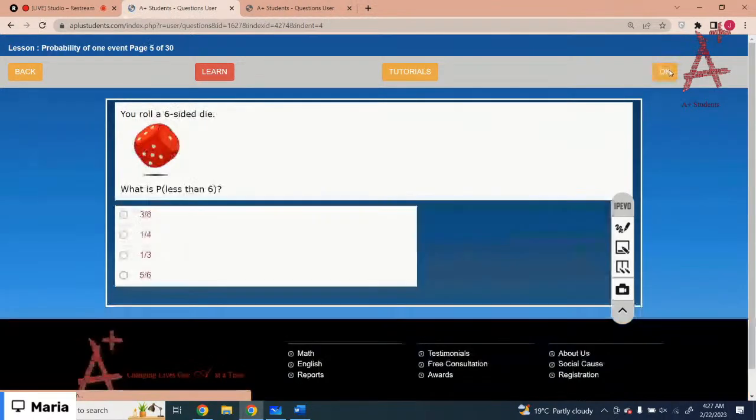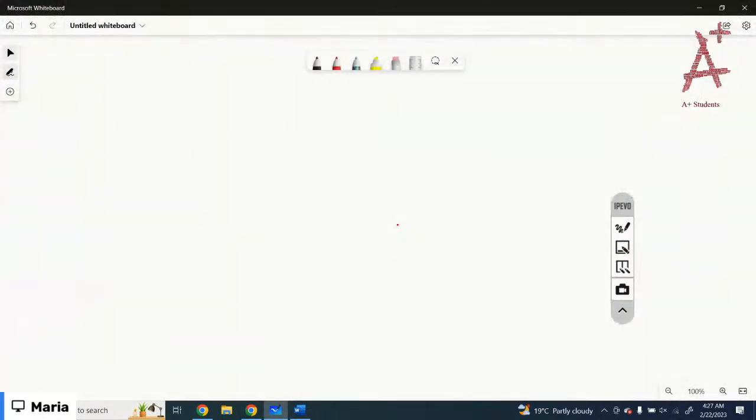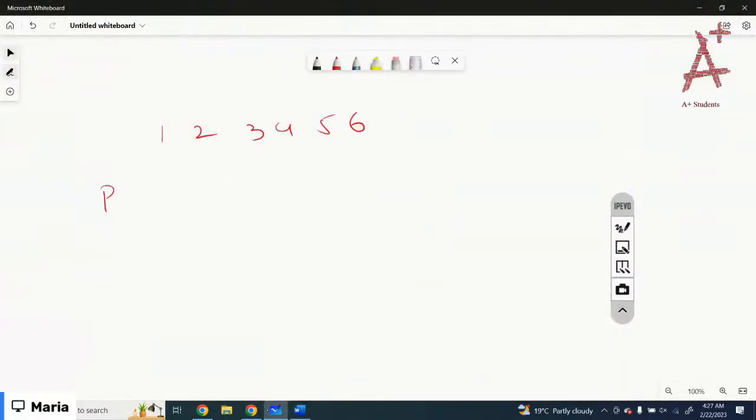Okay, the next one is you roll a six-sided die. What is the probability of less than 6? So when you roll a die, the numbers on the die are 1, 2, 3, 4, 5, 6. You have to calculate the probability of less than 6.